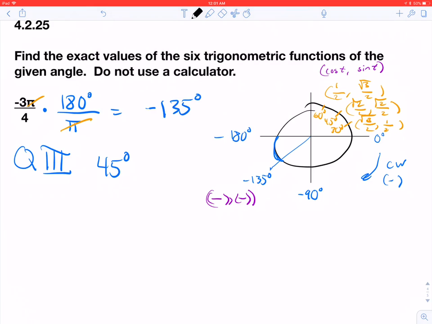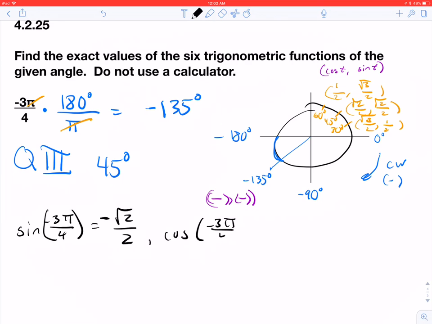Now when we do our calculations, sine of a negative 3 pi over 4 is essentially the same as sine of 45 degrees in quadrant 3. Sine of 45 is root 2 over 2, but it should be negative because we're in quadrant 3. Cosine of a negative 3 pi over 4 is the same as cosine of 45 degrees, root 2 over 2, and since x and y are both negative in quadrant 3, it's going to be negative.